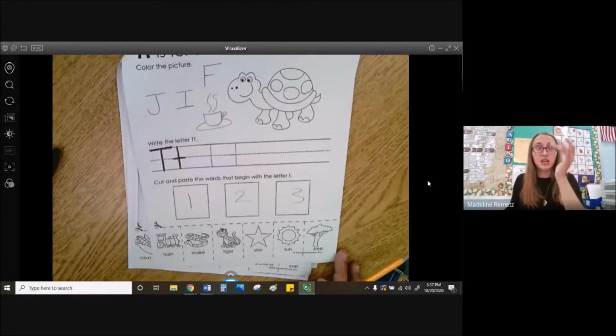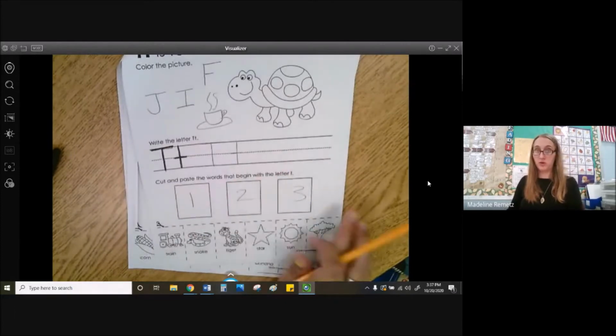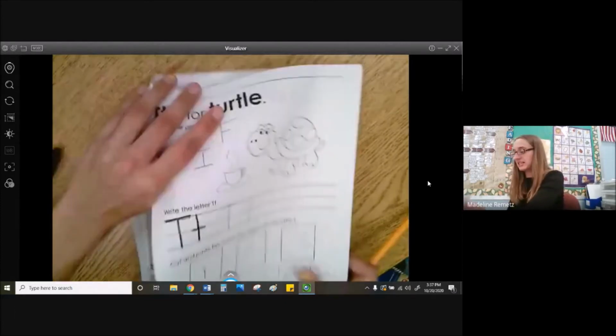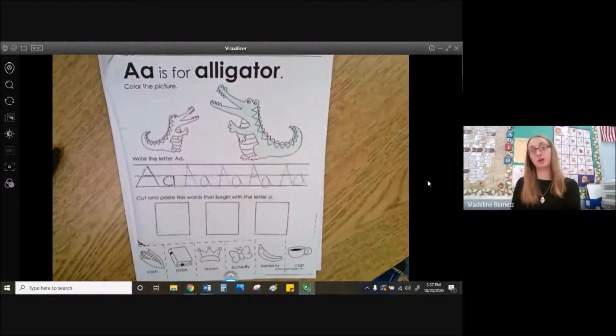A T has the T sound or the ch sound here. So I want you to find which word goes where. Today's letters are S and T, and I wish you the best of luck filling in your packet with them.